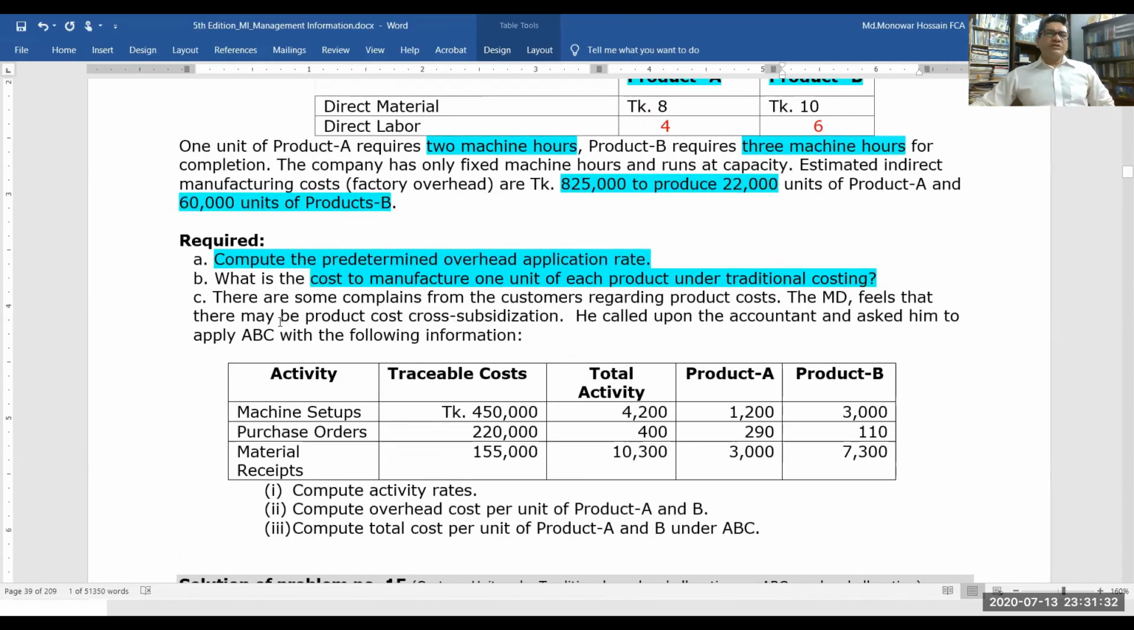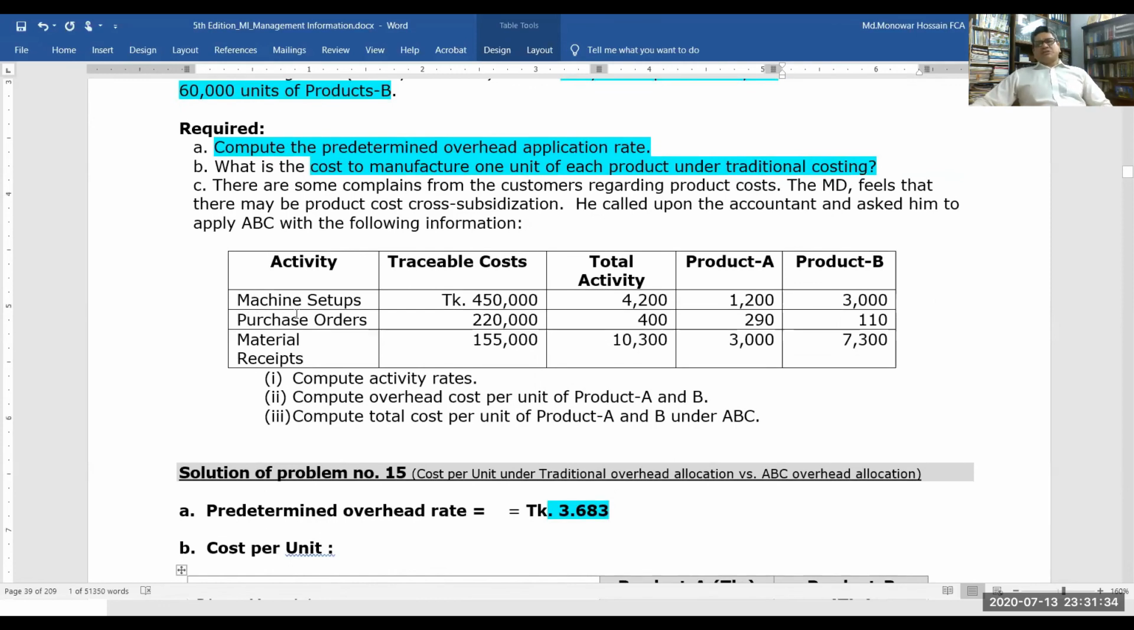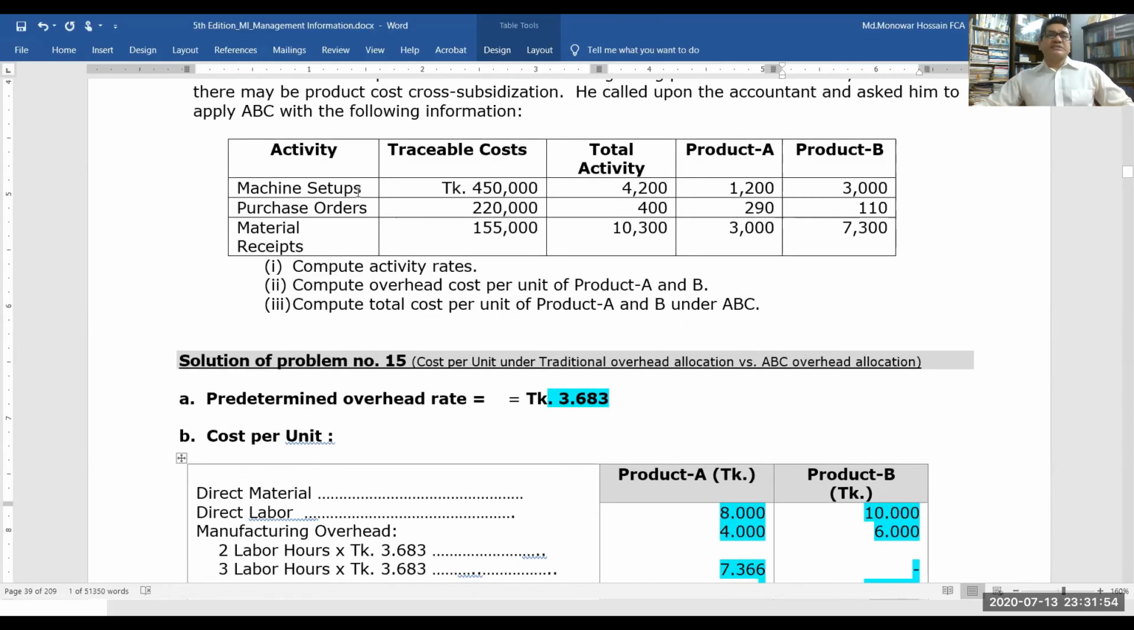It's okay. Now there are some complaints from the customers regarding product cost. The MD feels that there may be product cost cross subsidization. He called upon the accountant and asked him to apply ABC with the following information. That means there are 3 activities here: machine setup, purchase order, and material receipt. The traceable cost is given for the 3 activities, and the total activities and the allocation to product A and product B are here.